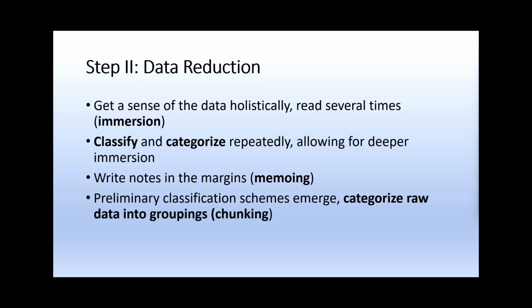So step 2, data reduction. That's when you try to get chunks out of this data. You want to get useful content. So get sense out of the data holistically. Read several times, that is immersion. So we encourage that before you analyze any transcript, you read it at least 3 times. While you're reading, you classify and categorize, and you write notes, what we call memoing. You write notes on the margins. So you write the things that come up to your mind while you're reading this transcript. Preliminary classification schemes emerge. Yes, categorize raw data into groups, that is chunking.